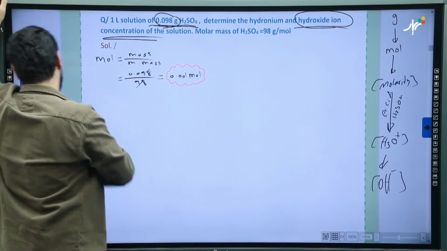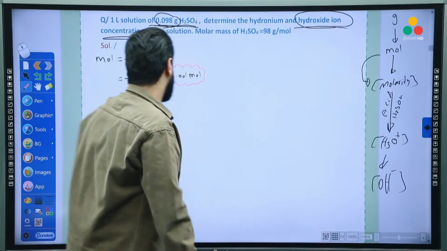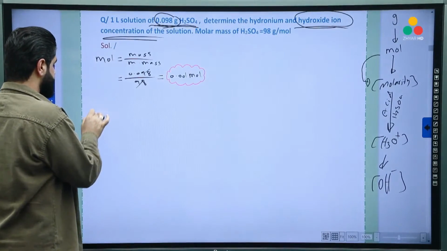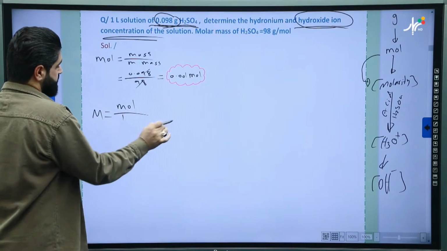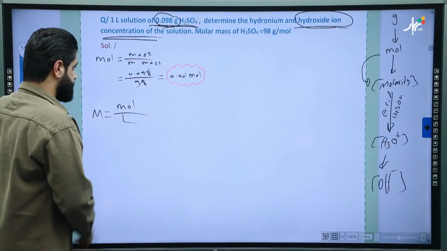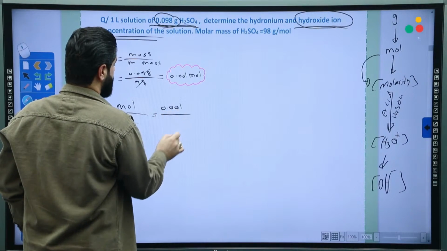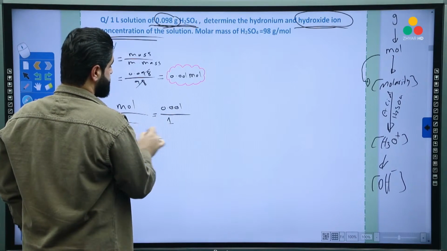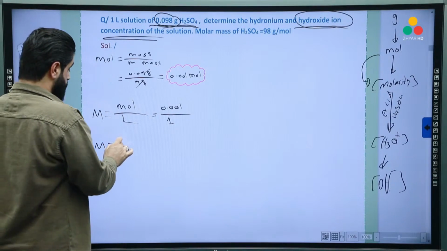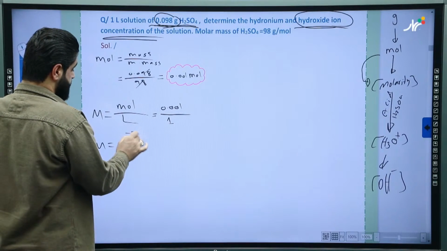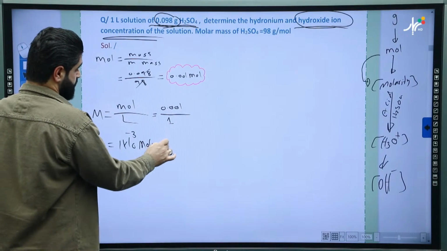Okay, very good. The number of moles must be changed into molarity. How? By this formula: molarity equals moles of solute divided by liters of solution. So the moles are 0.001, divided by a liter, which is 1 liter. So molarity equals 1 times 10 to the negative 3 molar H2SO4.